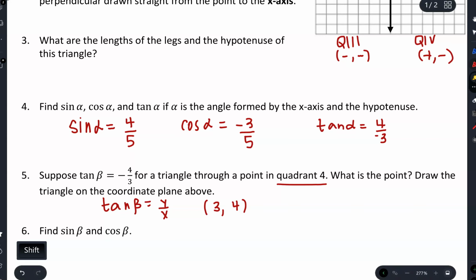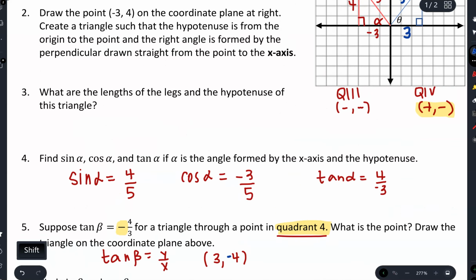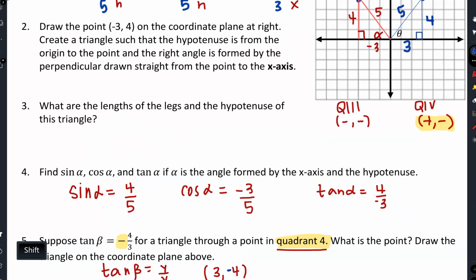There's a negative right here because it's got to be in quadrant 4 here. So what did we say? In quadrant 4, which one is going to be the negative? So which one's going to be the negative is going to be the y value. So I'm going to make the 4 be the negative. So let's go and draw it right here. So it's going to be 3, but I'm going to go down 1, 2, 3, 4. So -4 down here.